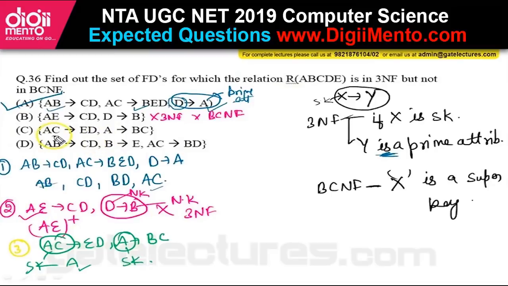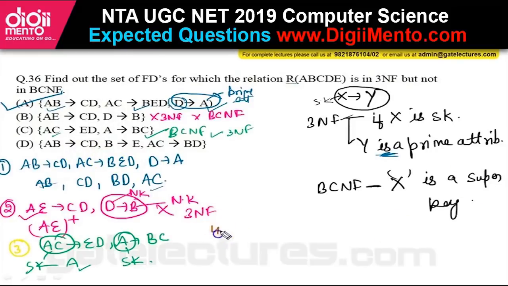So this is a super key giving a non-key attribute. It is perfectly following the BCNF property. It is in BCNF. So if it is in BCNF, obviously it is also in 3NF. But this is not the answer because we have to tell which is in 3NF but not in BCNF. Okay, now let's solve the fourth option here.